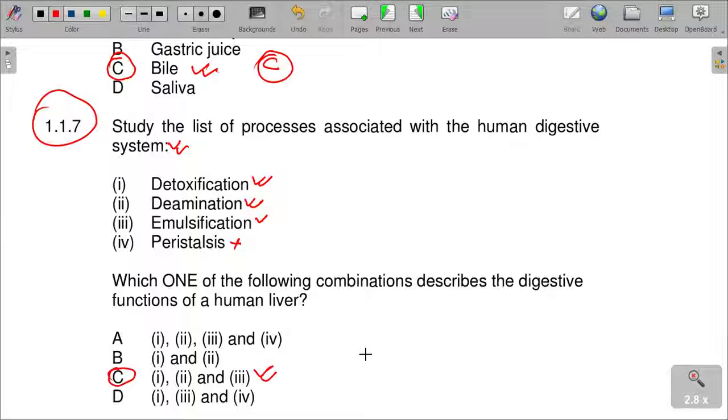It is C. The processes associated with the human liver are detoxification, deamination, and emulsification, which is C, number 7.